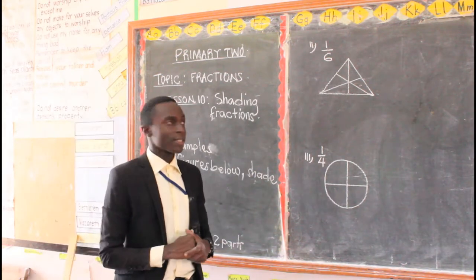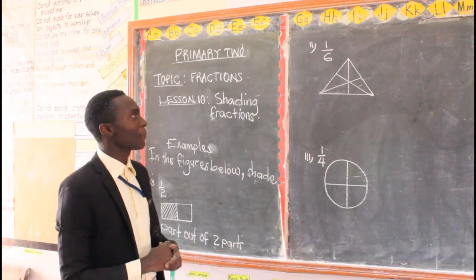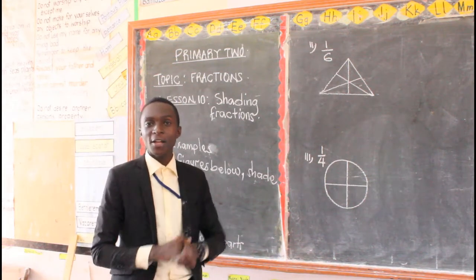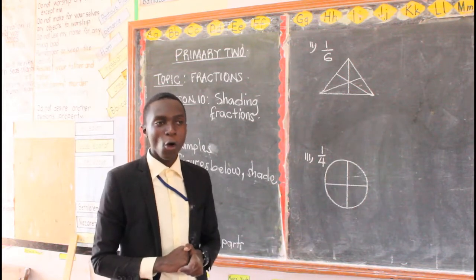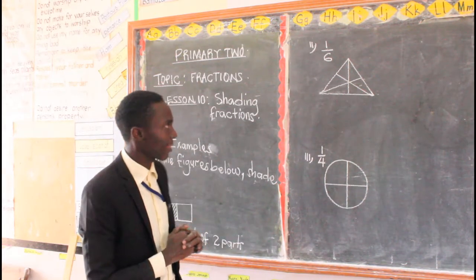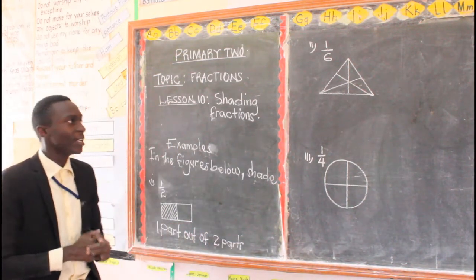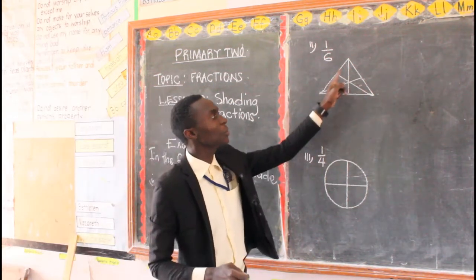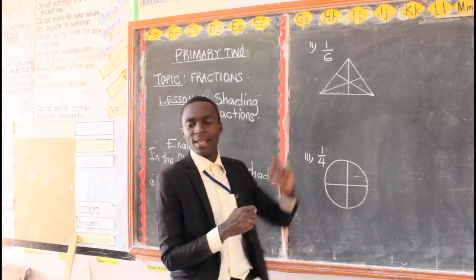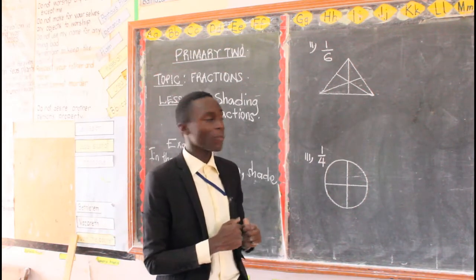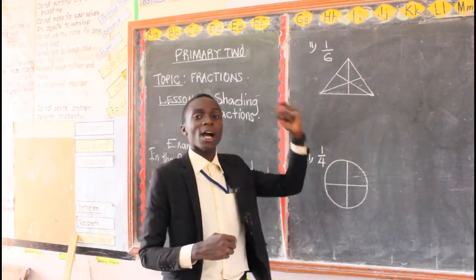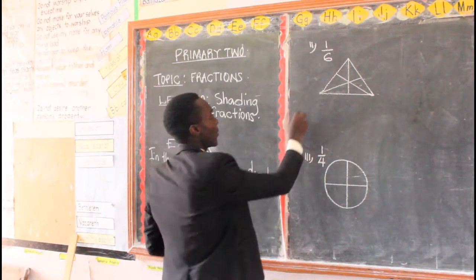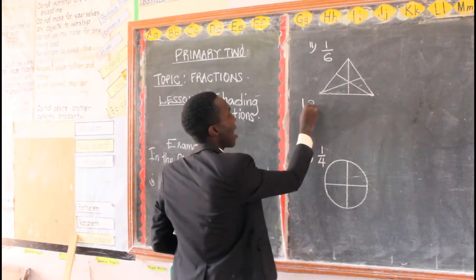Example 2 is saying shade 1 out of 6, or we can say shade 1/6, or a sixth. That's how we can read it. So here, how many parts are there? 1, 2, 3, 4, 5, 6. They are 6 parts. And the question is saying that we are going to shade 1 part out of 6 parts.